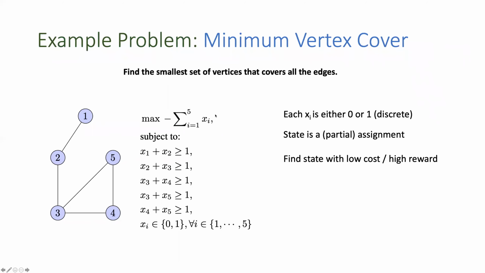A canonical example is minimum vertex cover. If you've ever seen integer programs, good; if you haven't, don't worry. We'll go into them in more detail in future lectures. Minimum vertex cover is basically, given a graph, find a small set of vertices that cover all the edges. You can write it as an integer program, where each xi is a variable, in this case binary, either 0 or 1, so it's discrete. It cannot be a real value between 0 and 1.